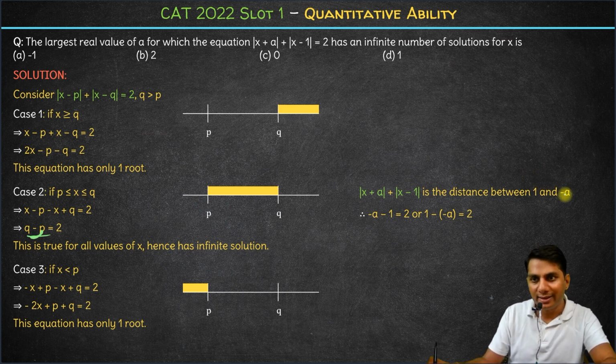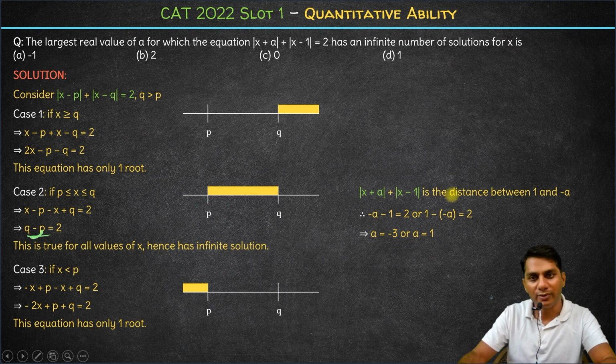So if minus a is greater, we'll have minus a minus 1 is 2. Or if 1 is greater, we'll have 1 minus of minus a is 2. So if this is the case, we get a is equal to minus 3. And if this is the case, we get a is equal to plus 1. So the value that a can take is either minus 3 or plus 1.